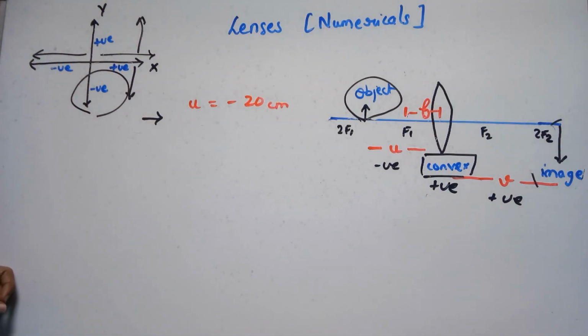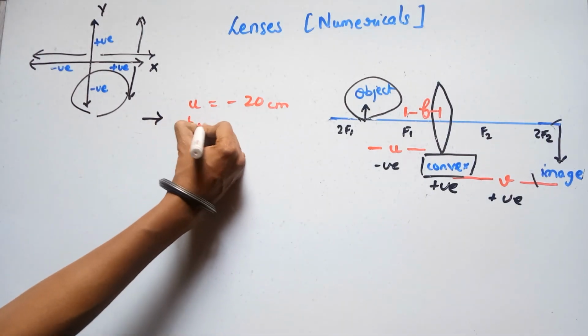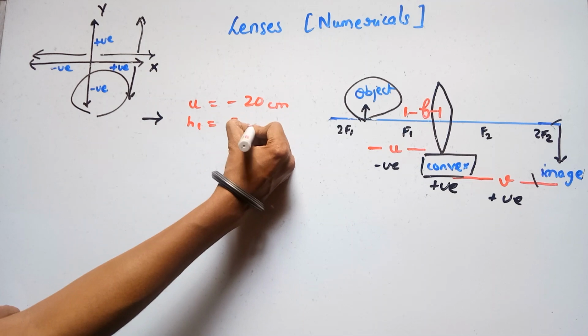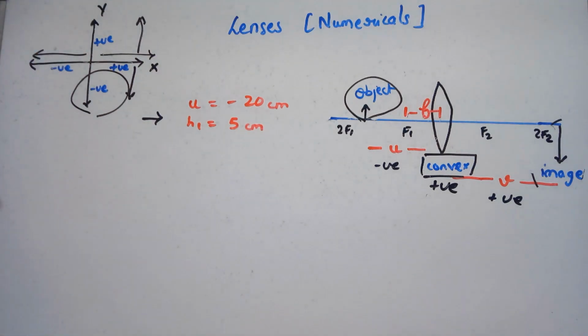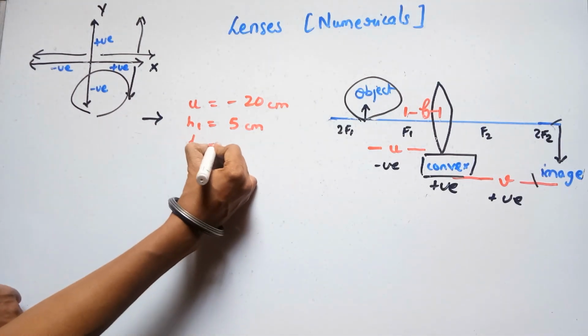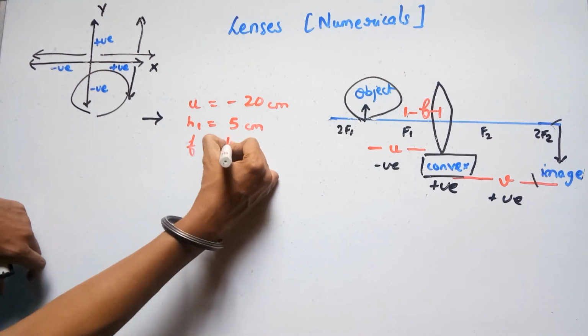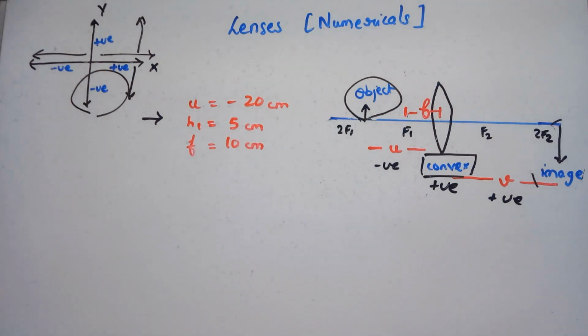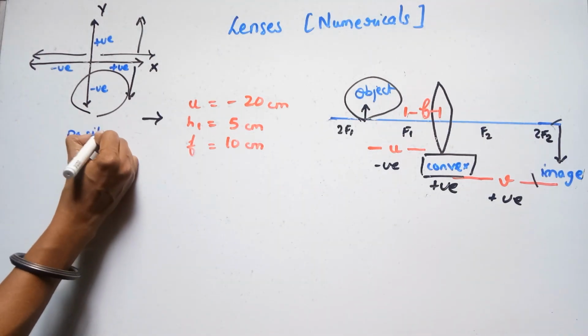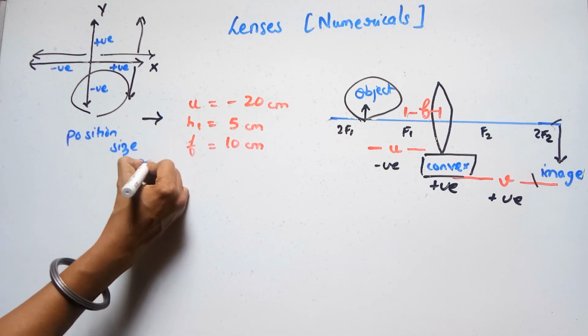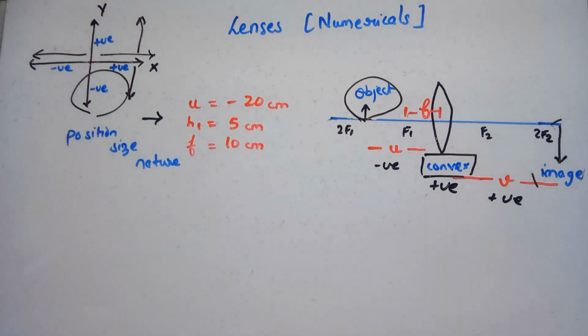If the height of the object is 5 centimeter, height of the object will be denoted by h1. It is 5 centimeter and height of the object is positive because it is upwards. And the focal length of the lens is 10 centimeter. Now they have said convex lens, so focal length is going to be positive 10 centimeters. So next the question is, what is the position, size and nature of the image? So we have to find the position, size and the nature of the image. And is the image going to be longer than the object?